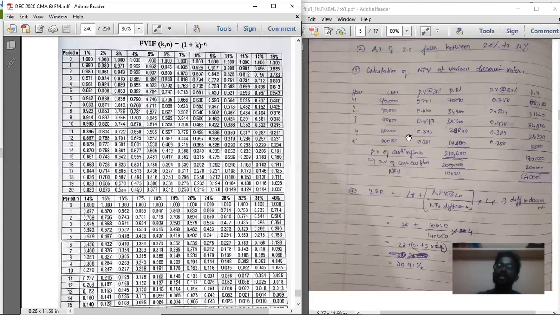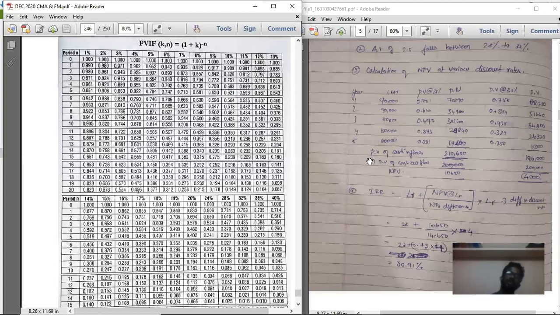Fourth year, 80,000 into 0.329 gives 26,320. Fifth year, 60,000 into 0.250 gives 15,000. So total all the present values. You get 1,96,000. That is the present value of cash inflows for 32%. For 28% the present value is 2,10,650, and for 32% it is 1,96,000.